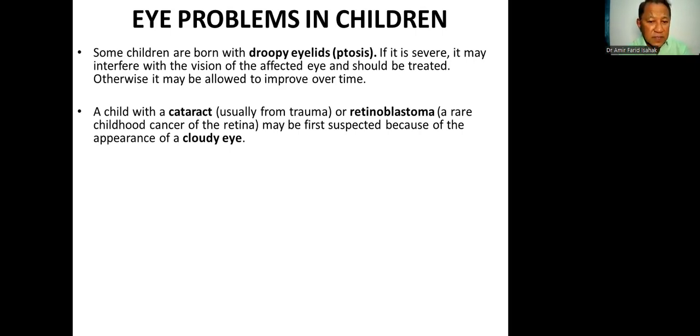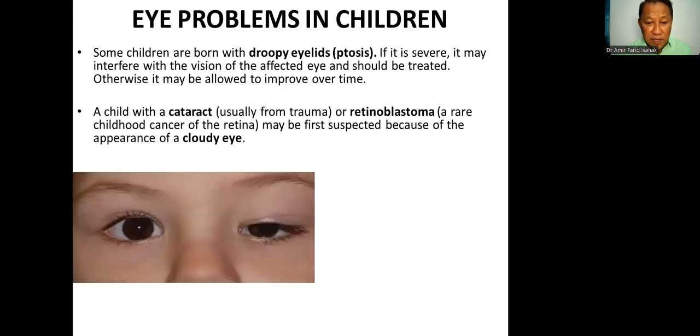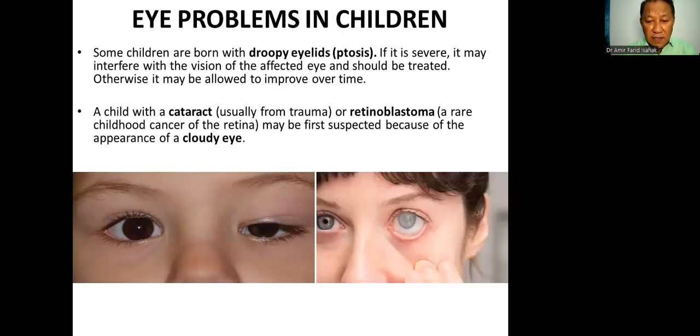A child with cataract. Children also can get cataract, usually from trauma. Or retinoblastoma, which is a rare childhood cancer of the retina, may be first suspected because of the appearance of a cloudy eye. So this is a child with ptosis, droopy eyelid of the left eye. This is with cataract.